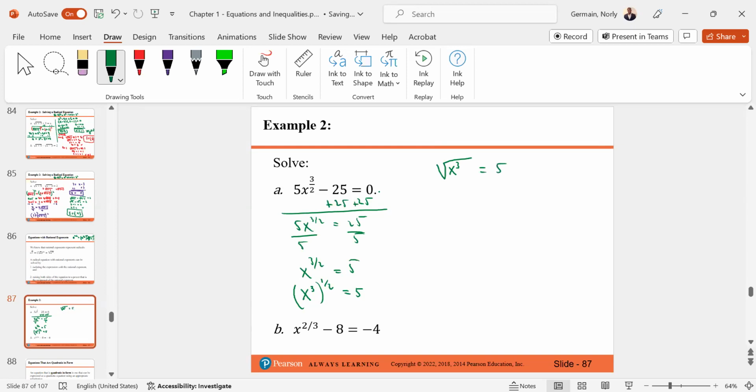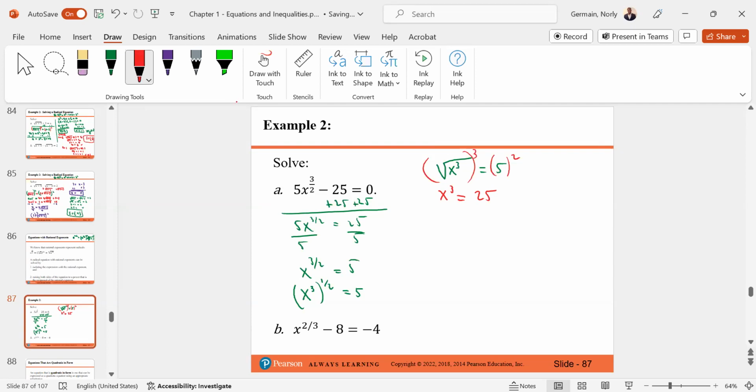How do you get rid of roots? Remember, how do you get rid of roots again? Yes, you need to raise to power 2 on both sides. So we're going to raise both sides to power 2, and we end up having x cubed equal 25. So what would be the answer so far?